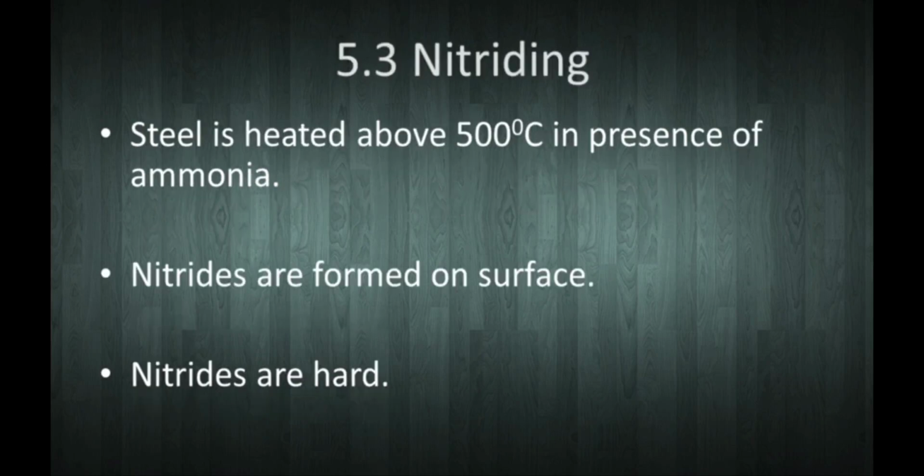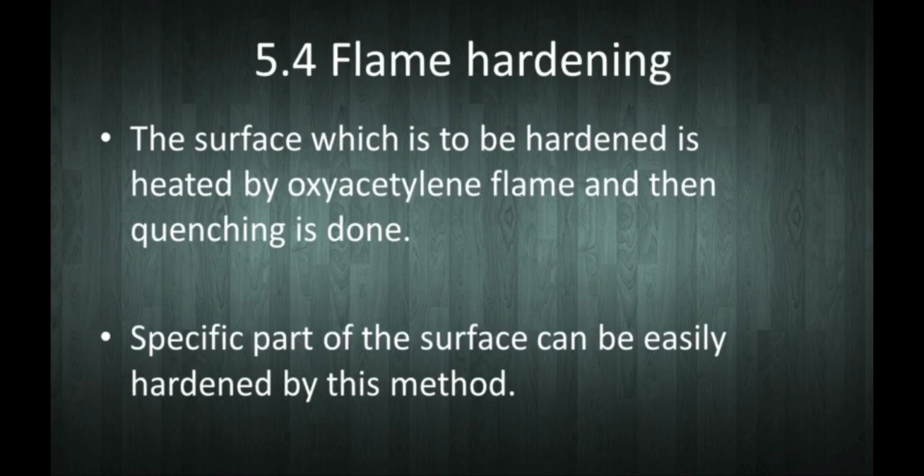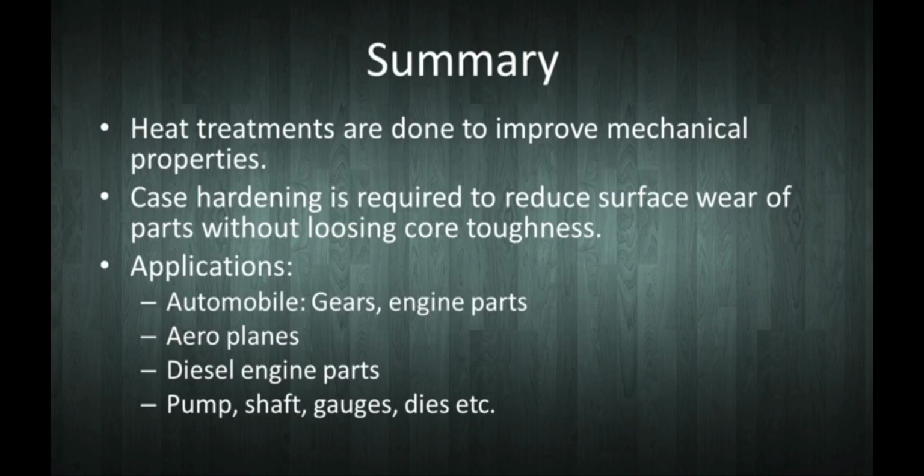Now we'll see nitriding. Steel is heated above 500 degrees Celsius in the presence of ammonia and then nitrides are formed on the surface. Nitrides are hard in nature. Now last but not least, flame hardening. The surface which is to be hardened is heated by an oxyacetylene flame and then quenching is done, where we dip it in a solution. A specific part of the surface can easily be hardened by this method because hardening is done by heating and quenching it in solution.